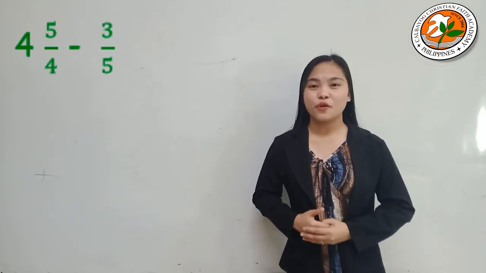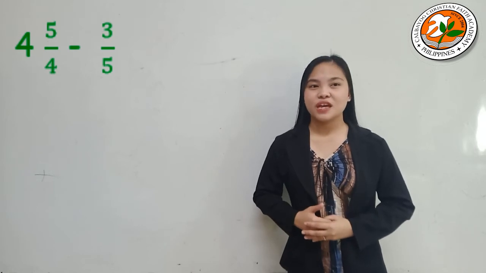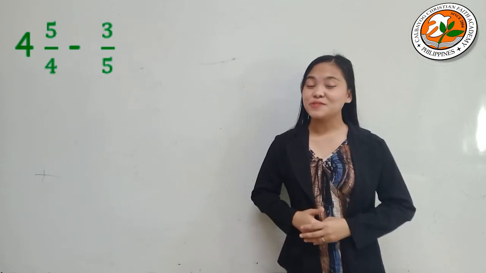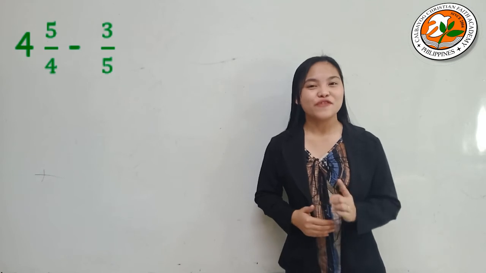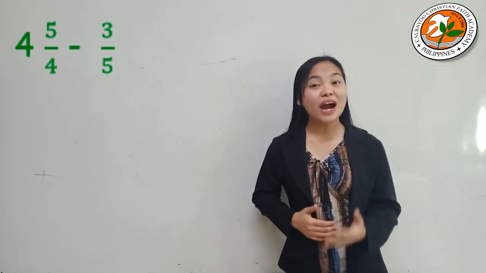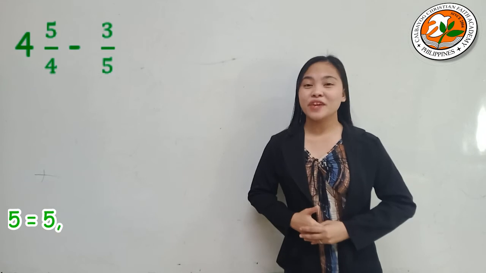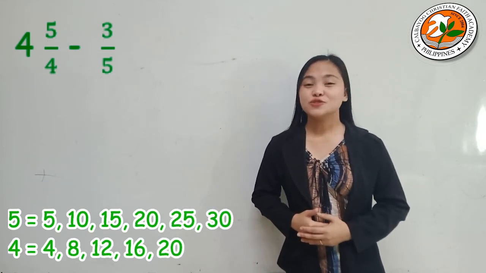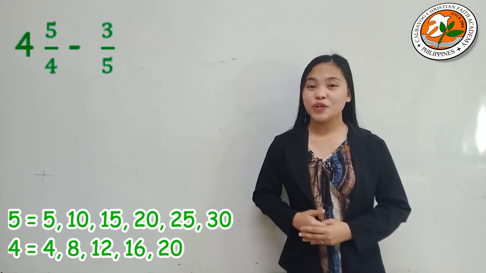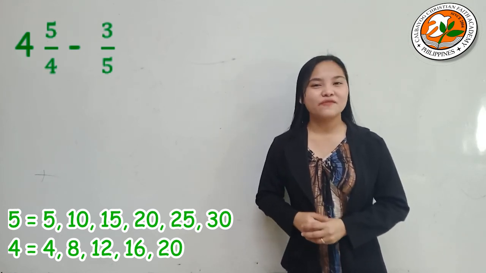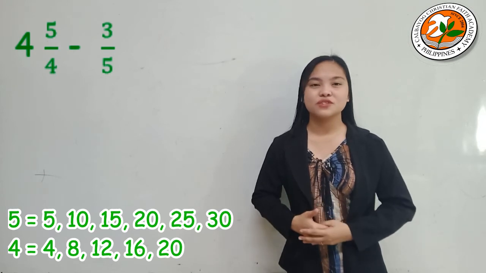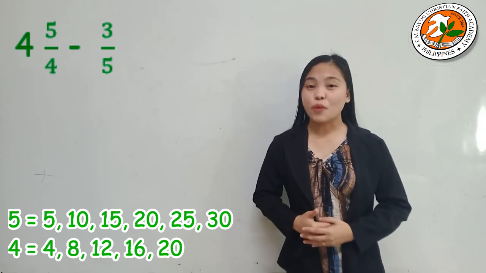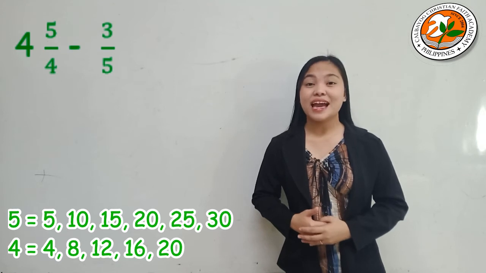Another example. Find the difference of 4 and 5/4 minus 3/5. So following the steps that we have, let's solve. First, find the LCD of 5 and 4. The multiples of 5 are 5, 10, 15, 20, 25, 30, and so on. The multiples of 4 are 4, 8, 12, 16, 20, and so on.